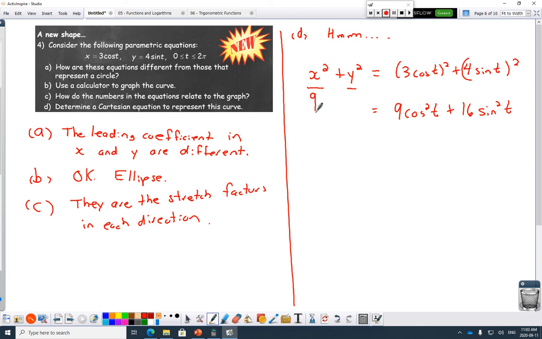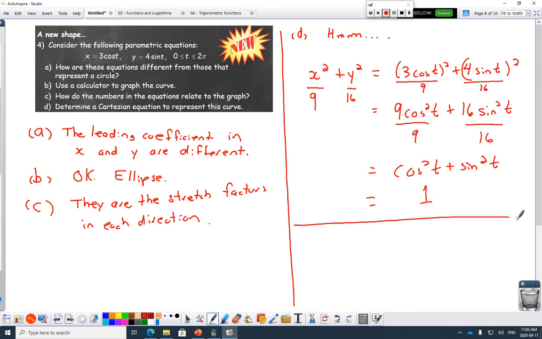You're like, you're just making stuff up as you go. I'm like, yeah, exactly. X squared plus y squared didn't work. X squared over 9 plus y squared over 16. So this was over 9. This was over 16. This is over 9. This is over 16. And I get cos squared plus sine squared. And what's cos squared plus sine squared? 1.